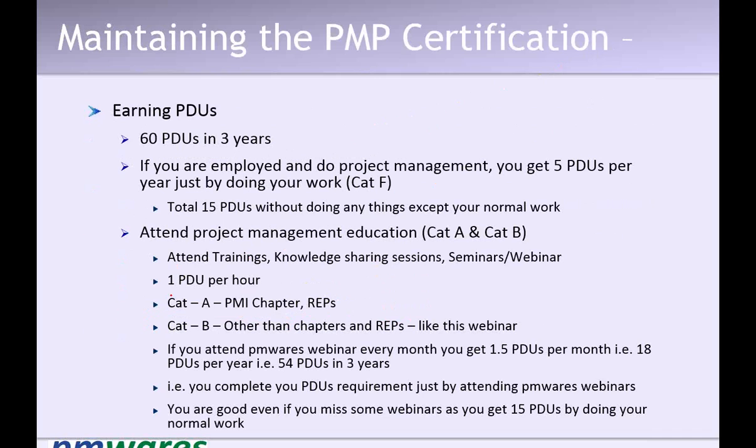Now there are 2 categories in this, category A and category B. Category A stands for institutes which are registered with PMI. So PMI chapters are registered with PMI, and REPs are registered with PMI. When you attend a knowledge sharing session or training from PMI chapters, PMI components or REPs, you use category A. If you are taking trainings or knowledge sharing sessions from any other service providers, then you use category B.